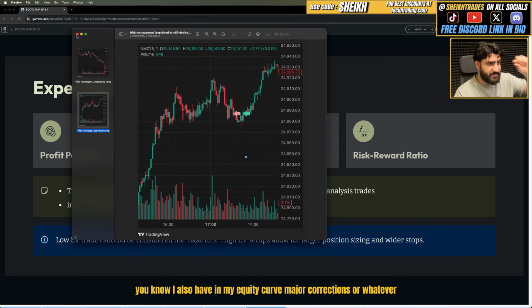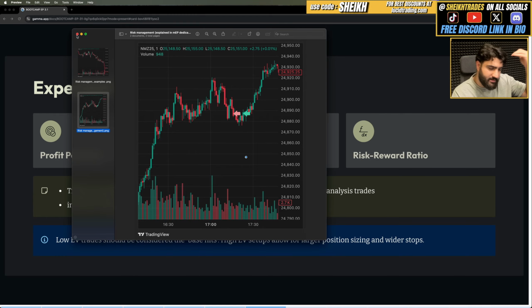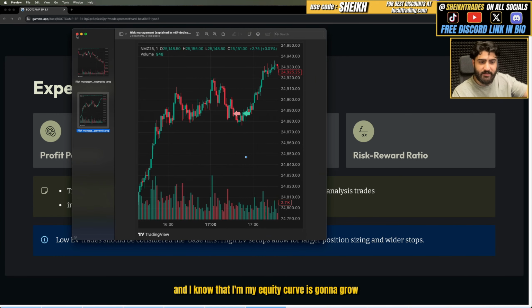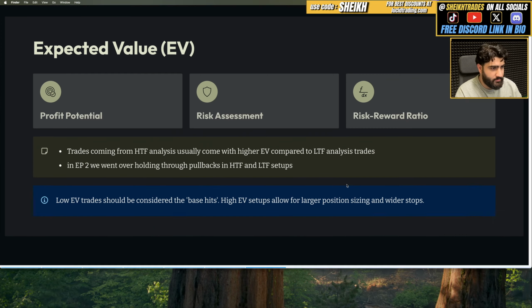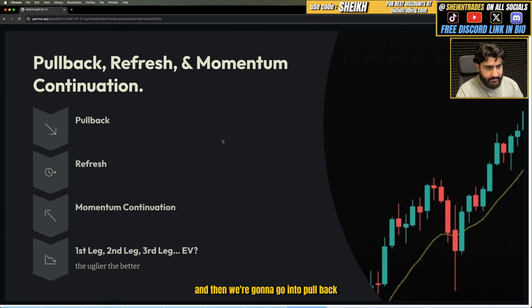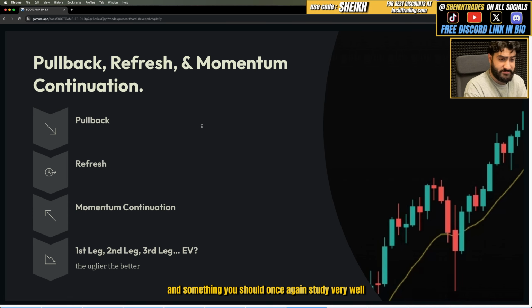I also have in my equity curve major corrections or whatever. But in general, in the long run, I know that I'm making money, and I know that my equity curve is going to grow. And then we're going to go into pullback, refresh, and momentum continuation. One of my favorites, and something you should, once again, study very well. Even maybe rewatch this or whatever, but know this very well because I use this a lot.